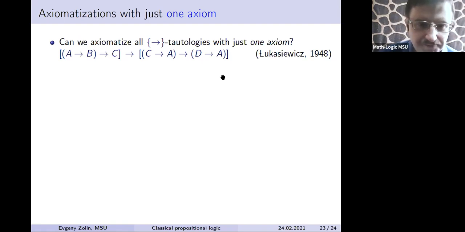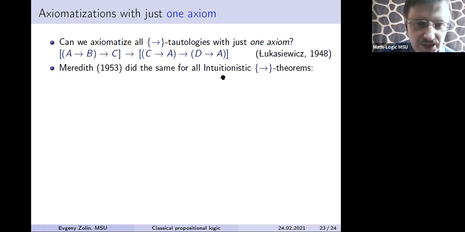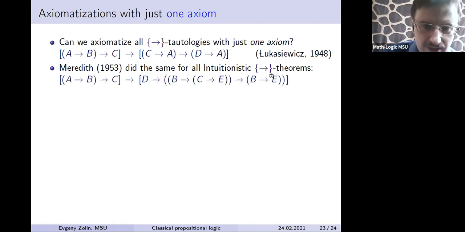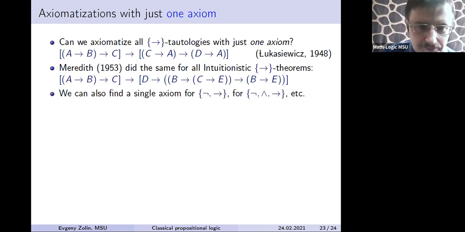And if we want to do the same for the intuitionistic logic with one implication, again, this can be done, but the axiom is even longer and even more complex. And the proof, of course, is not very easy. But still, this can be done. Moreover, you can do the same for negation and implication.